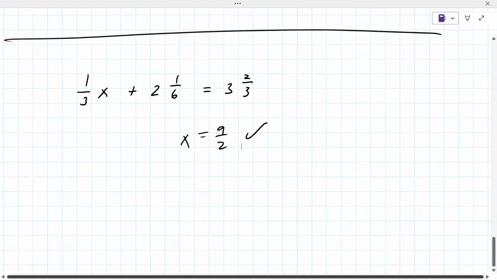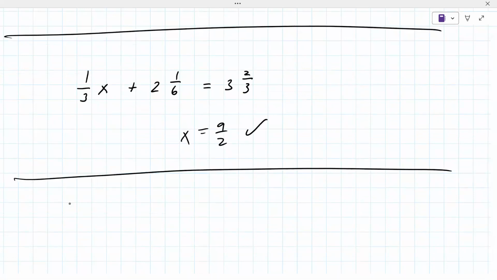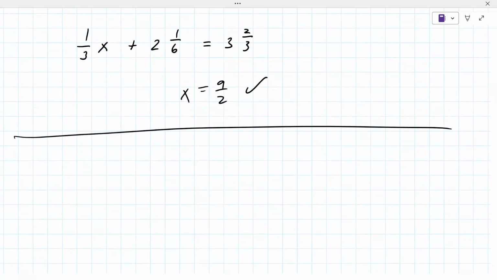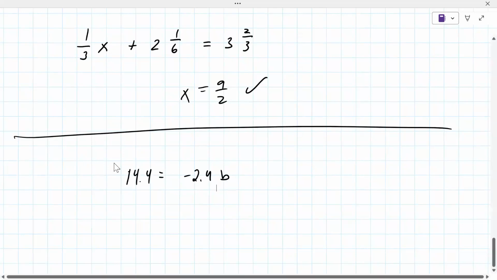Okay. So can you give me an example of a decimal problem you were getting? I can make some up, but I'm curious what you were getting. Something like 14.4 equals negative 2.4b. Okay, so these are one-step equations. Were you getting any two-step equations? Yeah, but I don't have any problems for that. Okay, let me make some up here.